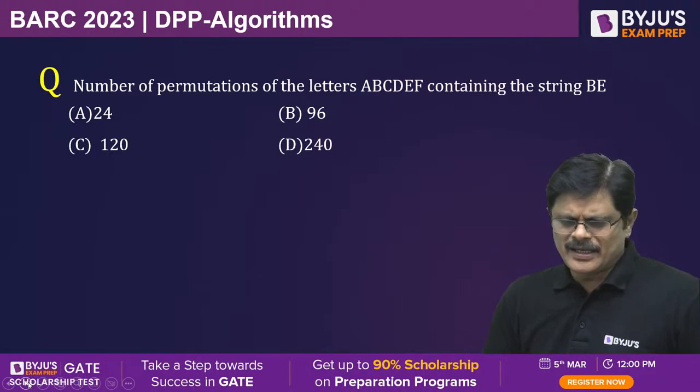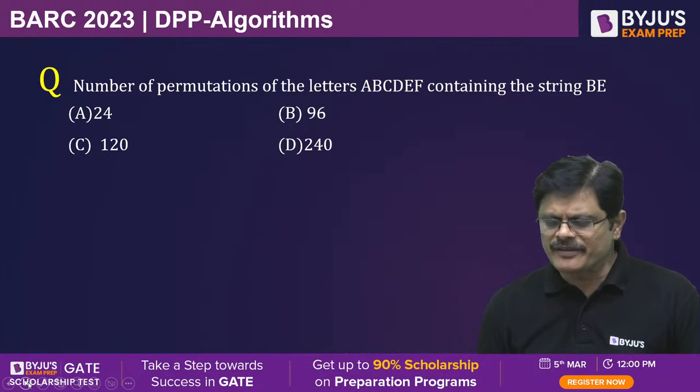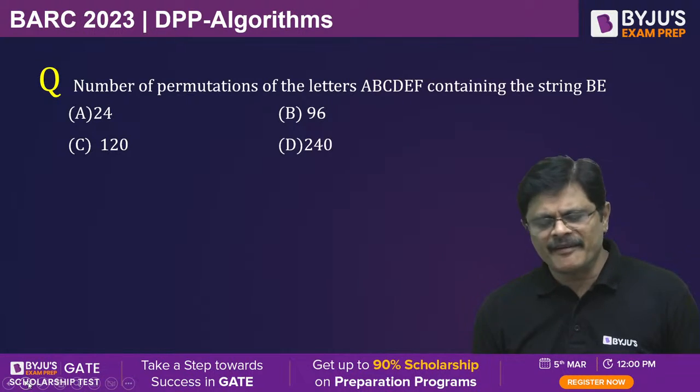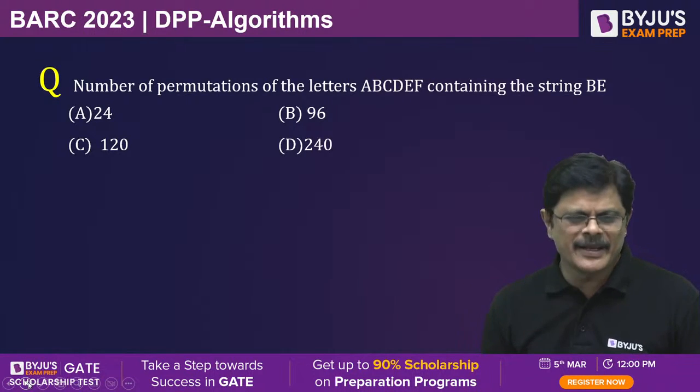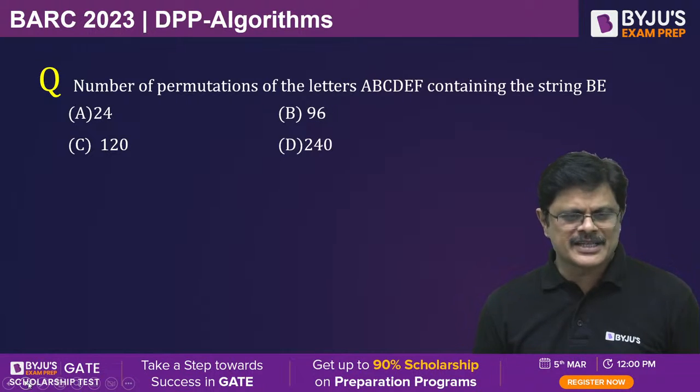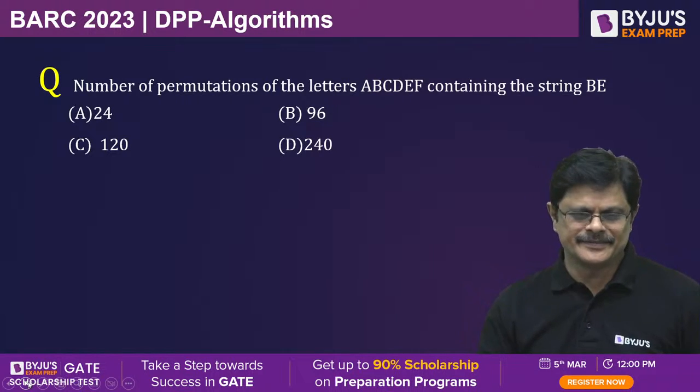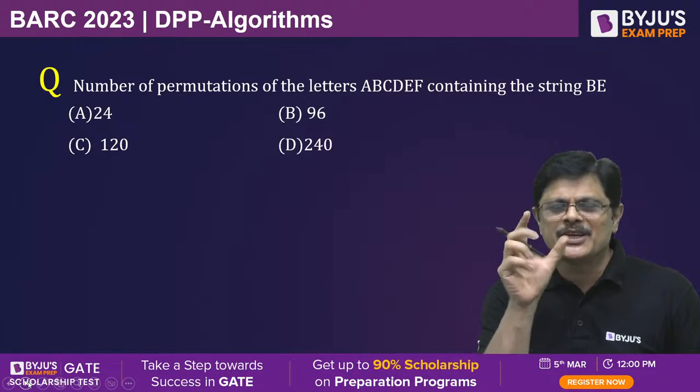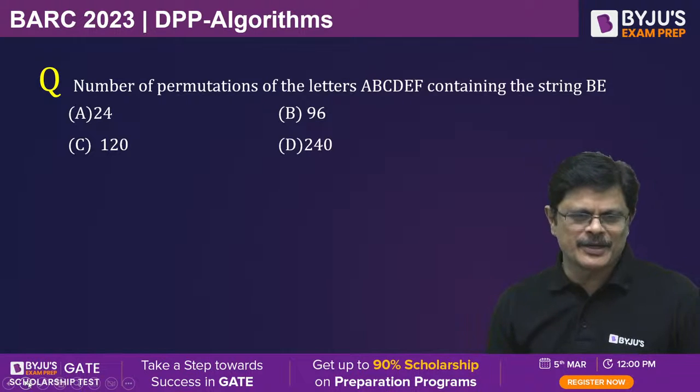Next one. Number of permutations of the letters A, B, C, D, E, F containing the string BE. How many permutations are there which contain this particular string BE? So in that permutation BE should be there. How many such permutations are there?